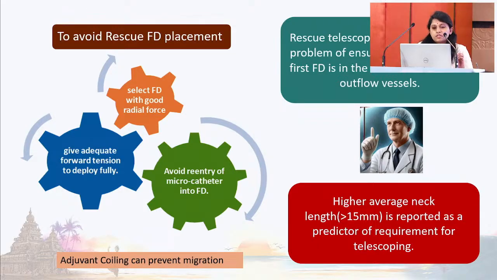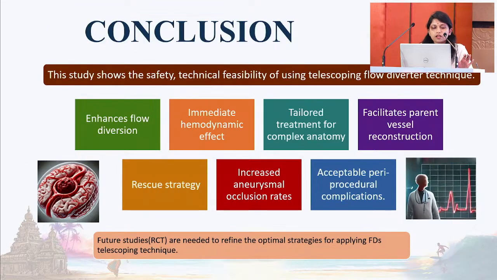But rescue telescoping has brought the problem of ensuring that the exit of the first FD is in the inflow or outflow vessels. A wider aneurysm neck of more than 15 mm is reported as a predictor of the requirement for telescoping. Conclusion: with the appropriate construct, imaging follow-up, and antiplatelet compliance, we have achieved high aneurysm occlusion with an acceptable safety profile. This study shows the technical feasibility of the flow diverter technique in both elective as well as rescue scenarios.